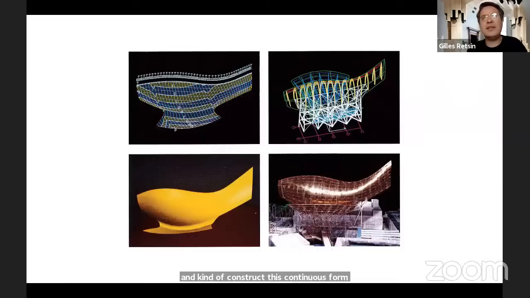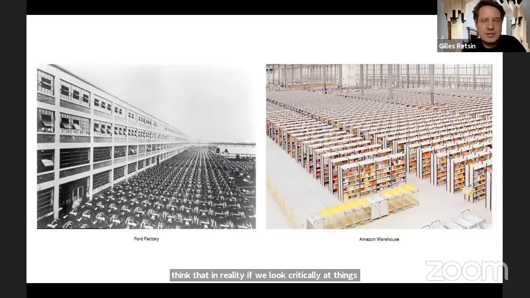But I think that in reality, if we look critically at things like our relationship with modernism, we see that it's much more ambiguous, that there is not a clear dialectic to be drawn. When we compare these images here of the Ford factory, the epitome of modernist mechanized production, the serial repetition, both in the architecture and in the car itself, the fact that it's not customized, also the idea of labor behind it, the idea that everyone working in this factory would be able to afford their own car at some point.